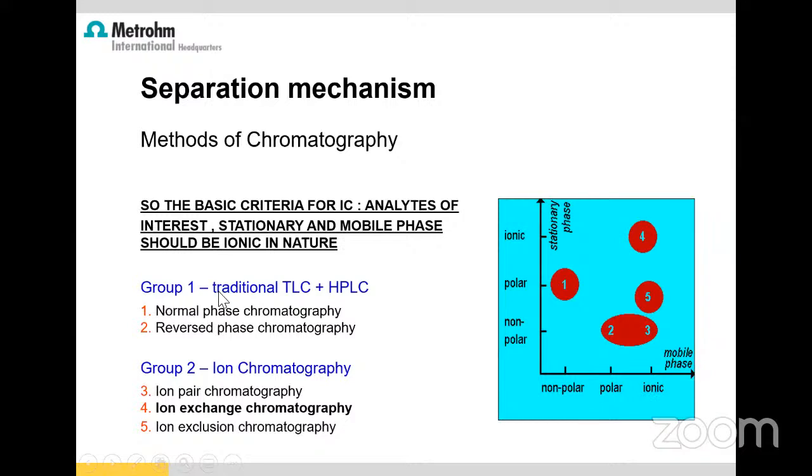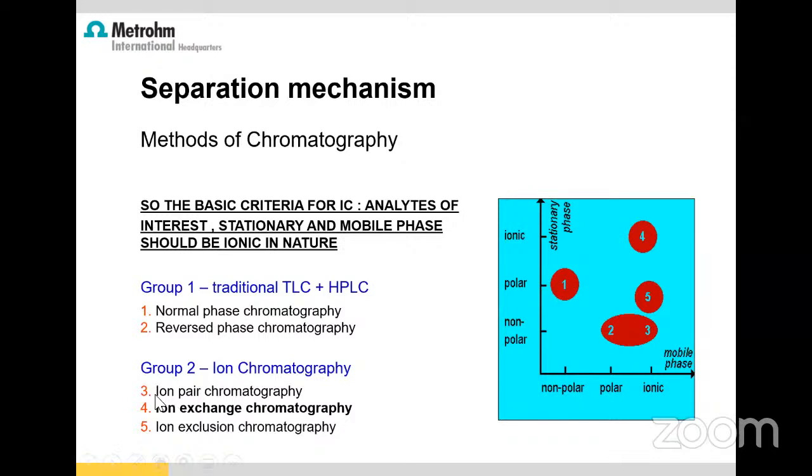Going by group one, the traditional TLC or the HPLC, which you are very familiar with. You know it is normal phase chromatography, that is, a polar stationary phase and a non-polar mobile phase, where you have silica columns, alumina columns, etc. Then we have reverse phase chromatography, where you have a polar mobile phase and a non-polar stationary phase. The most popular reverse phase columns are C18 columns, where 18 carbon chains are loaded onto a basic silica structure. So C18 is there, C8 columns are there, C4 columns are there. Like that. Then our topic comes: ion chromatography.